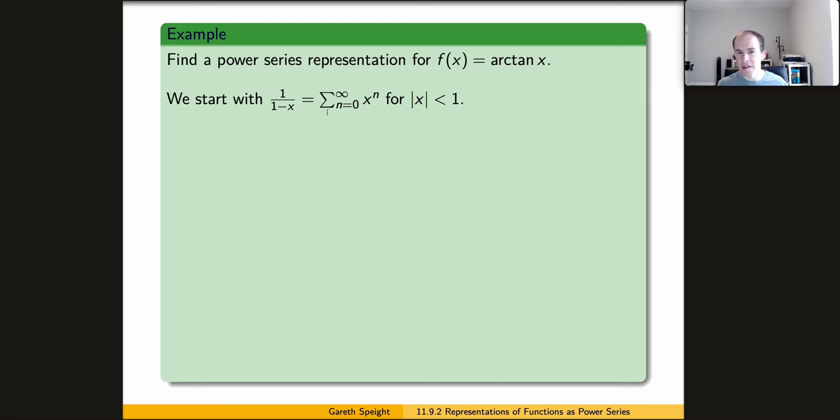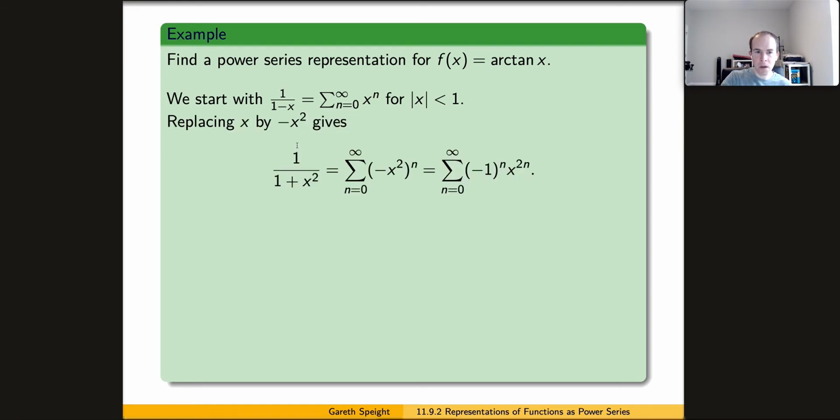And then we're going to integrate both sides. That will give us a representation for arctan x, because arctan x is the integral of 1 over 1 plus x squared. Okay, so let's do that. We replace all the x's by negative x squared. We get 1 over 1 plus x squared is the sum of negative x squared all to the n. If we simplify, that's negative 1 to the n times x to the 2n.